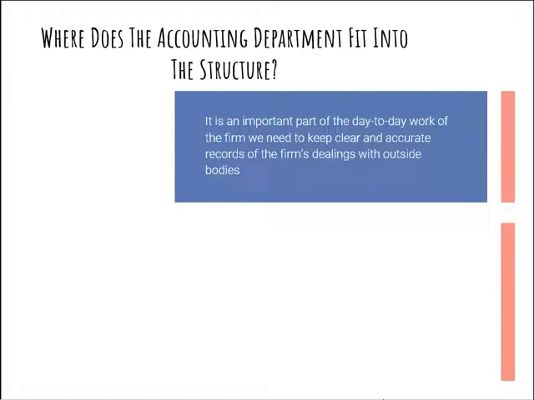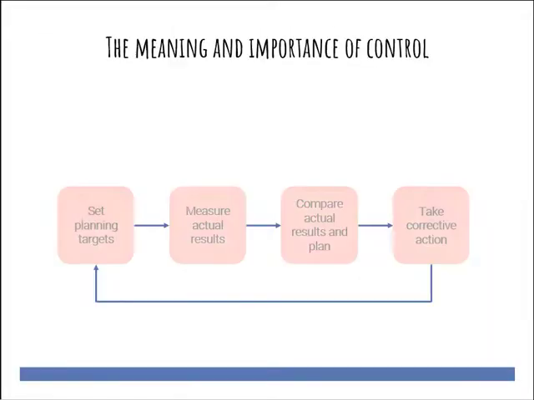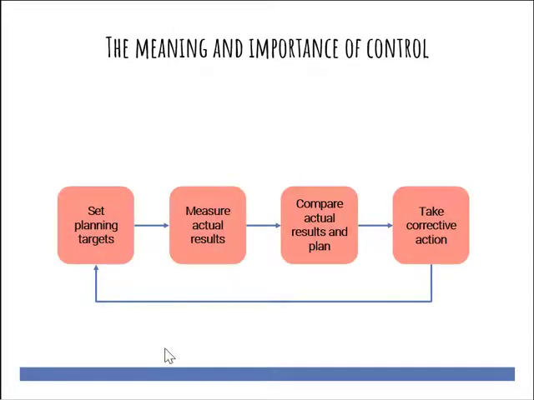The department exists for 2 main reasons. The first reason is that it is an important part of the day-to-day work of the firm. We need to keep clear and accurate records of the firm's dealings with outside bodies. Next, it provides information that the management needs in order to perform its roles. For example, it provides the figures needed for budgeting and control, as well as providing information to assist with decision making.